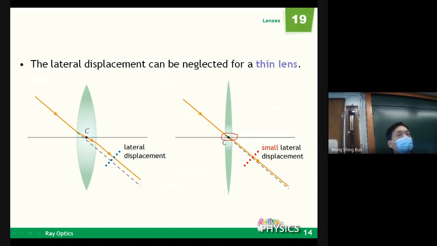This one explains that in examination, usually we will call it thin lens, as opposed to thick lens. Usually we will use thin lens to make the lateral displacement as small as possible.